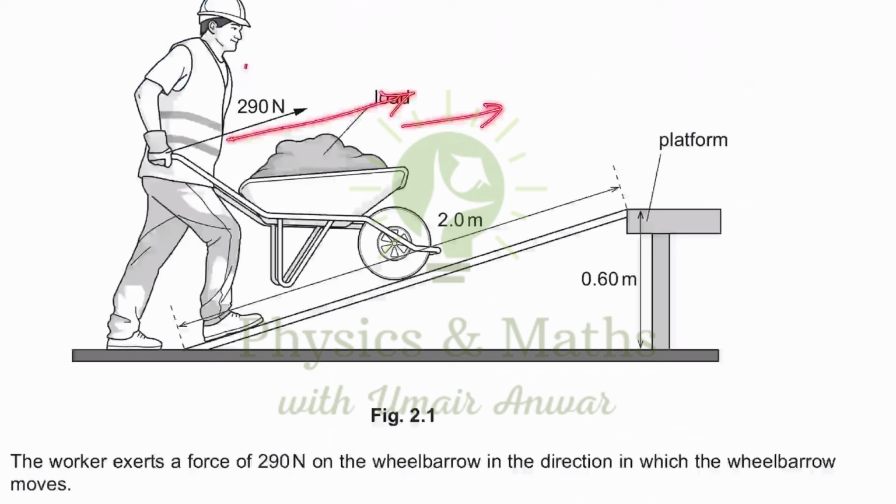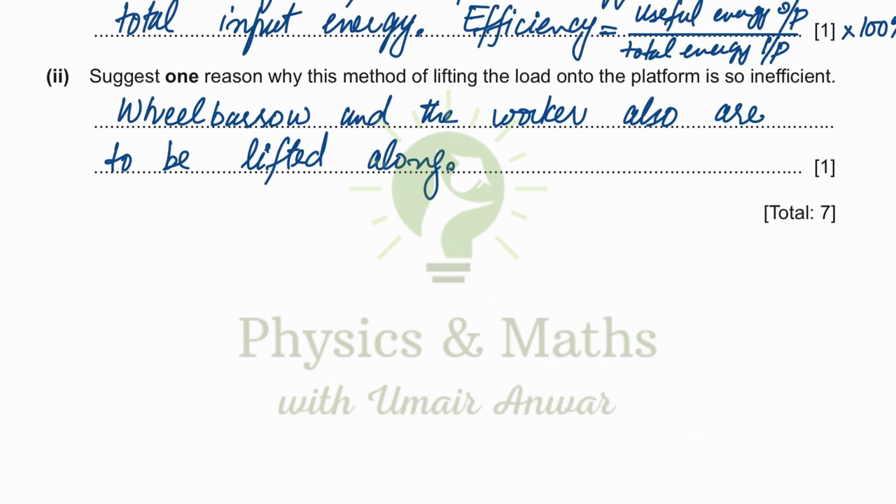So this method requires a lot of input energy, and it is so inefficient that along with the load, there are two main massive objects which are to be lifted. So one reason could be that the wheelbarrow and the worker also are to be lifted.